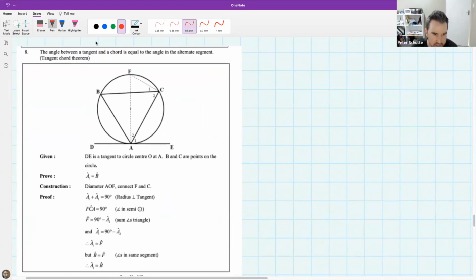So let's look at the steps. What are we given? Well, we're given a tangent DE and a circle with center O, and then we're given some points on the circle. The points on the circle are O, A, B, and C.